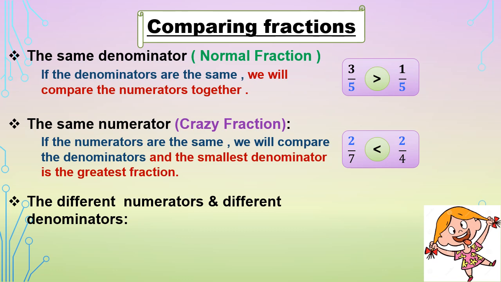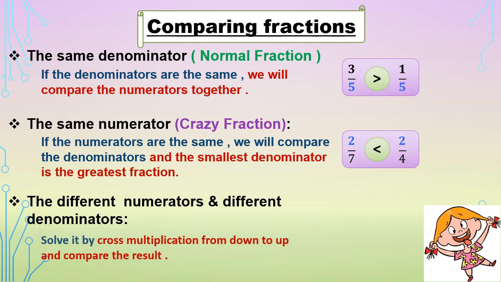The last type here, the different numerators and denominators. We solve it by cross multiplication or the scissors from down to up and compare the result. For example here, 2 over 3 and 4 over 5. Here we have different numerators and denominators. What shall we do here?